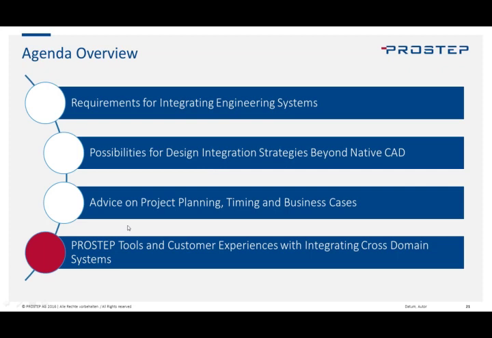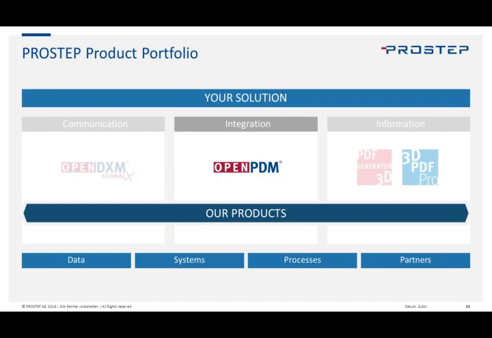Finally, we'll talk about PROSTEP tools and some customer experiences with integration. So PROSTEP has 3 different types of products for doing engineering interoperability in total. So the one in the middle that we're going to talk about today is called OpenPDM. The other ones are OpenDXM GlobalX, it's a supplier collaboration tool, and then 3D PDF generation and animation, and those are for generating 3D PDF documents on the right. And those kind of all intertwine, but today we're going to talk about OpenPDM specifically for integration between these types of systems.